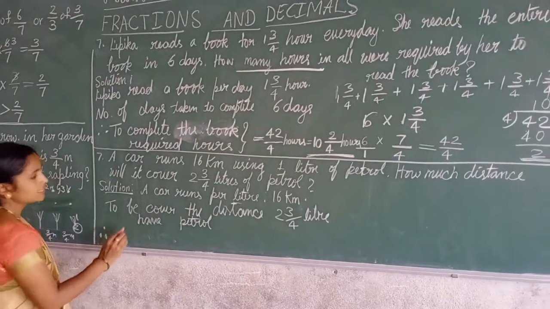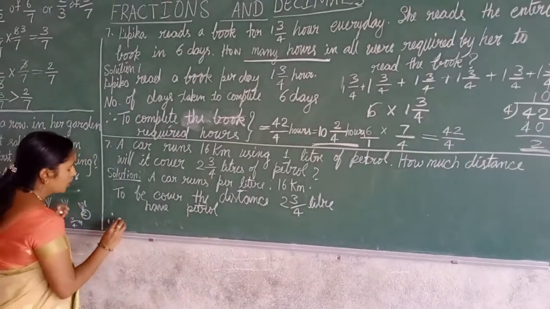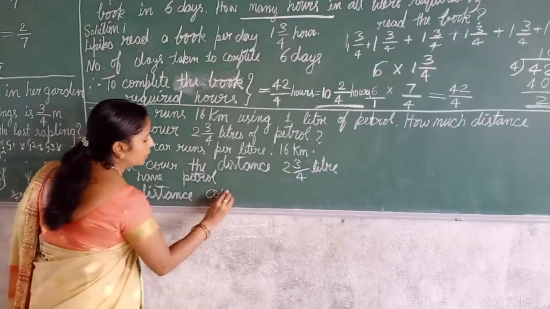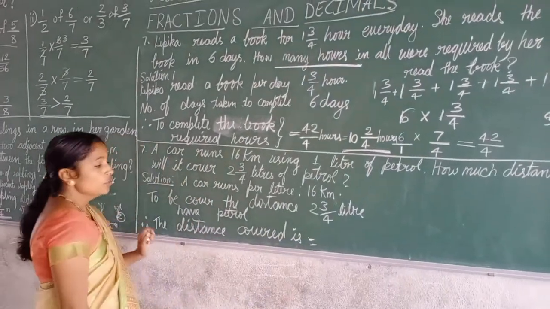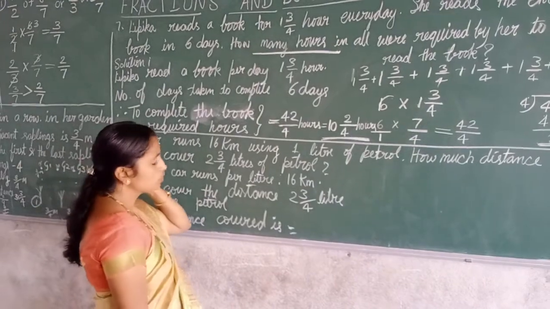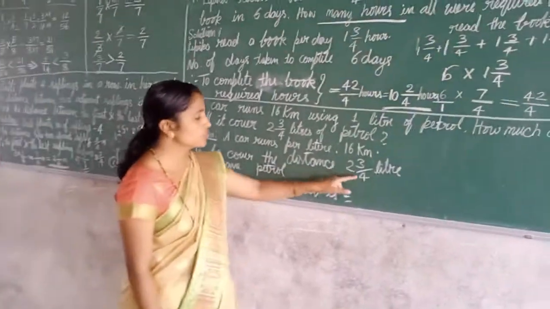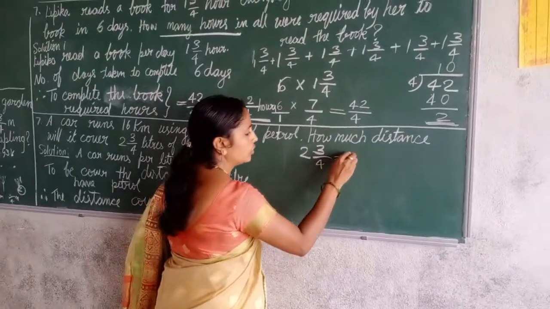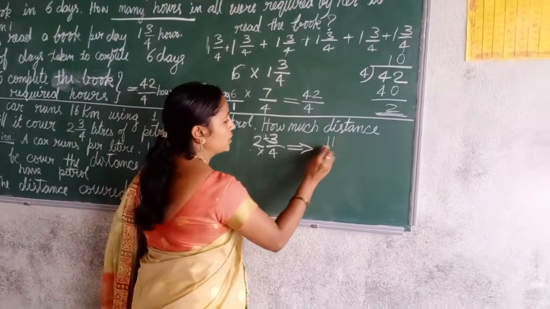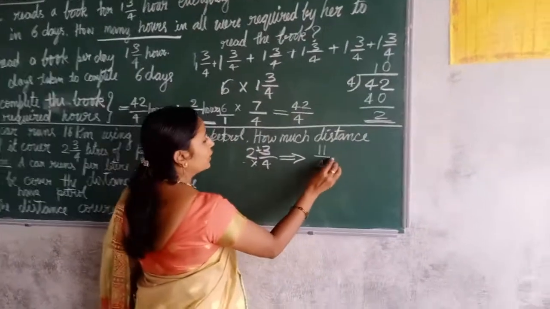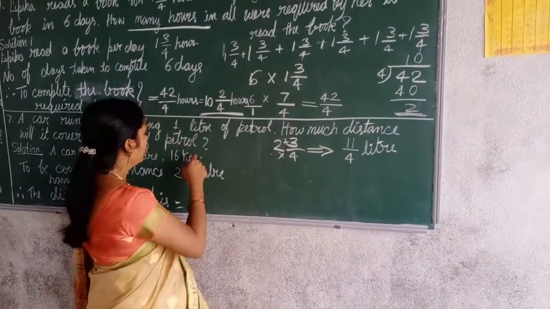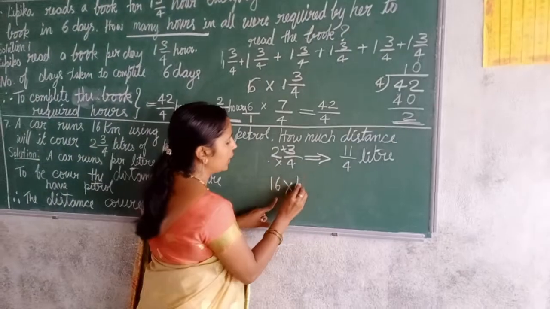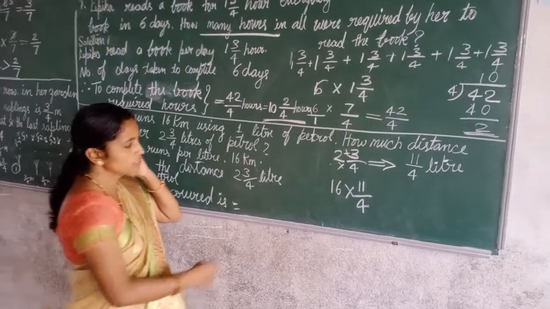So they are asking the question: how much distance is covered? A car runs 16 kilometer per liter. To cover the distance, we have 2 and 3 upon 4 liters. So let us do one thing. Let us convert 2 and 3 upon 4 into an improper fraction. 2 4s are 8 plus 3, 11 upon 4. This is in liters. We have this much petrol. It goes 16 kilometer per liter. Then with 11 upon 4, how much distance can it cover?